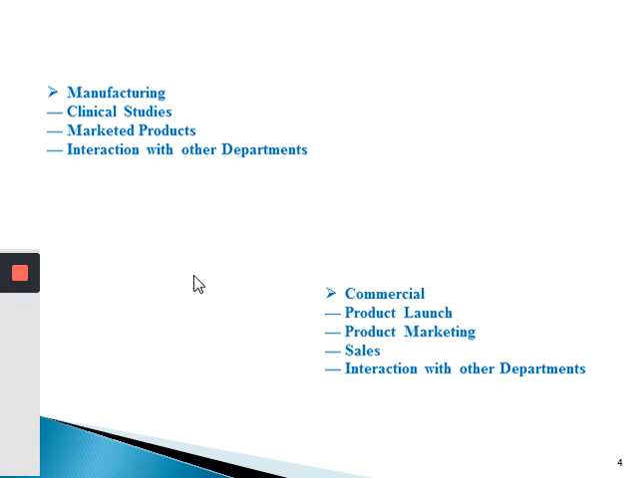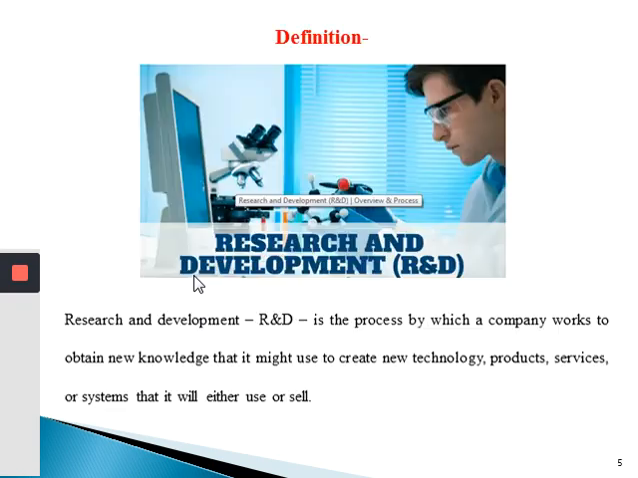Then commercial. In commercial, they can check the product activity, and if the product activity is good, then this product will launch in the market. So the first point is product launch. Then second is marketing. The company has to market this product, publish it, or explore this product's activity and uses and how much it costs and all. Then the sales department. Then the last one is interaction with other departments. So this has been covered for any pharmaceutical industry.